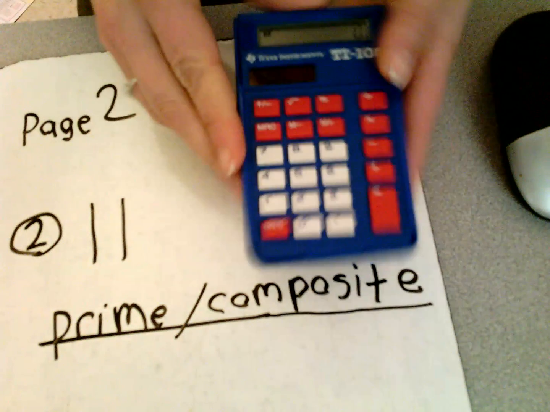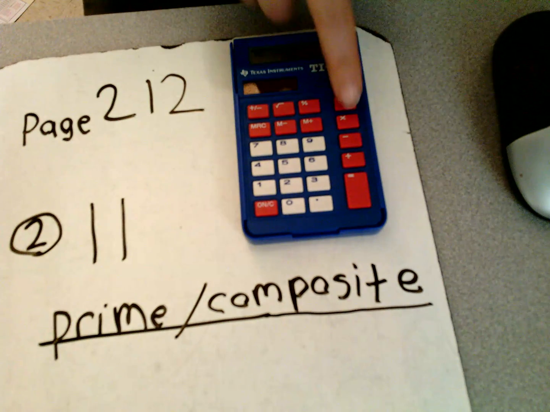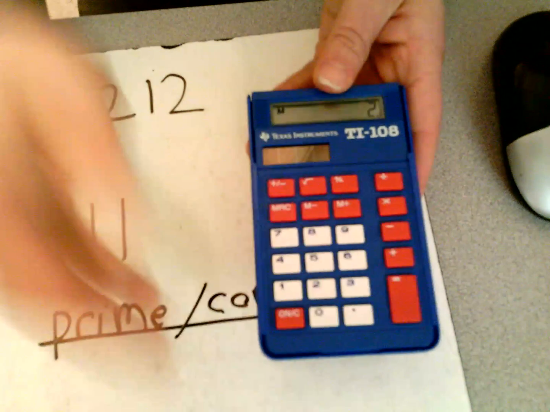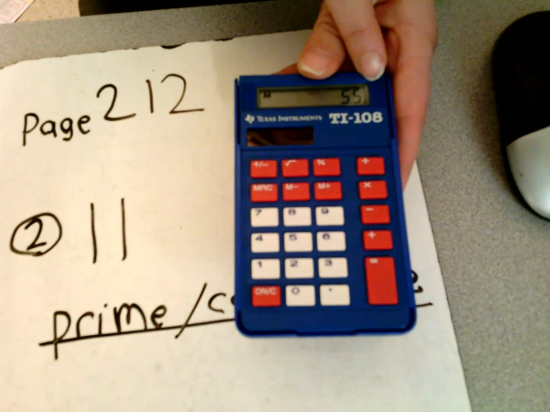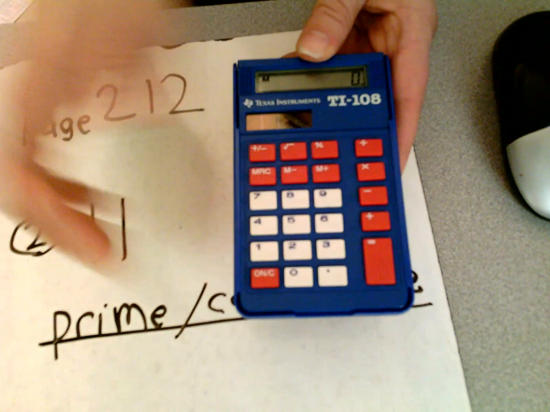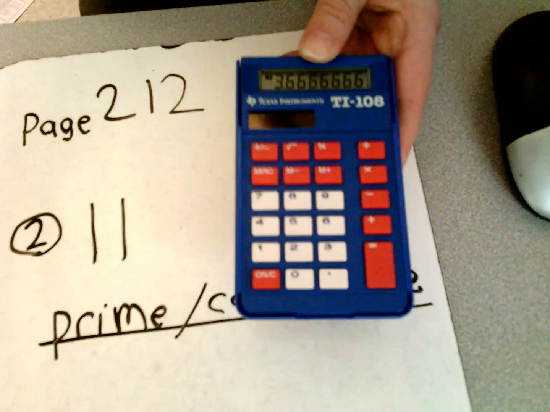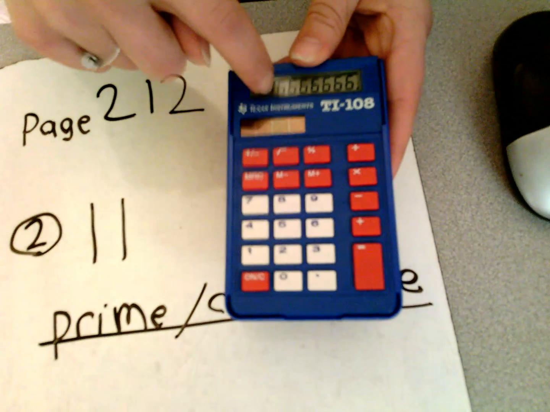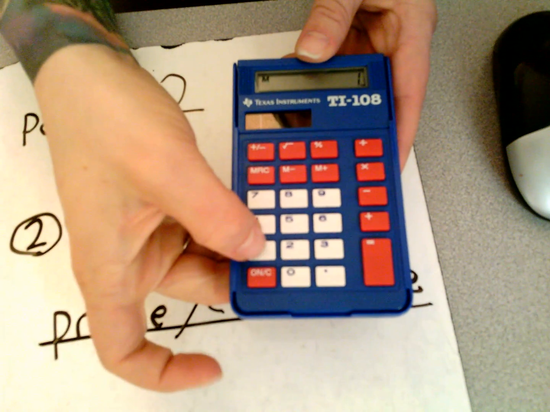So let's check 11. I'm going to plug 11 into my calculator, and we're going to hit divided by 2. What do we get? 5.5. That's a decimal. So 11 is not divisible by 2 because I don't get a whole number. All right, I'm going to keep checking. 11 divided by 3. It's also not divisible by 3 because I get a decimal when I do that. So keep going. I will work alongside with you.